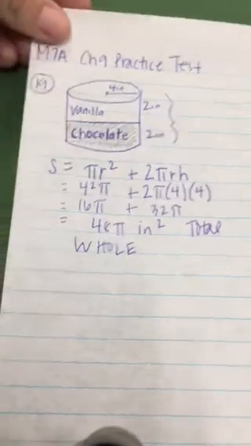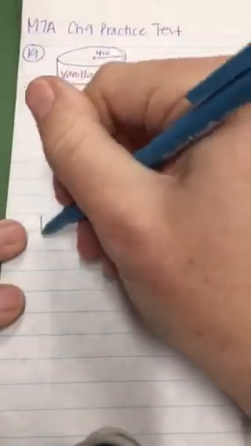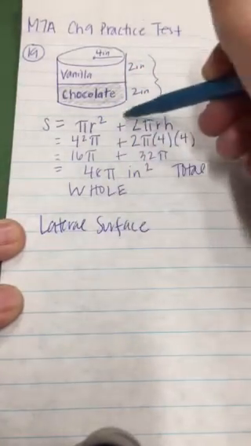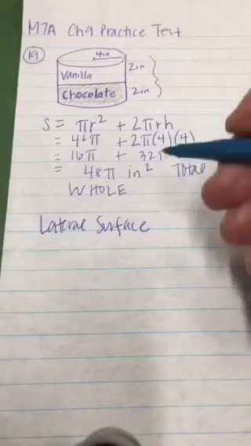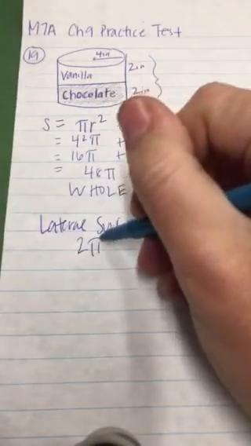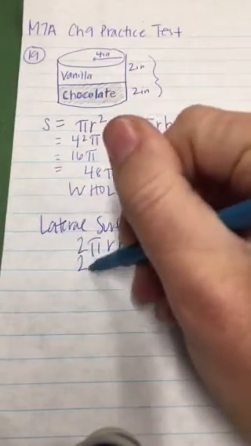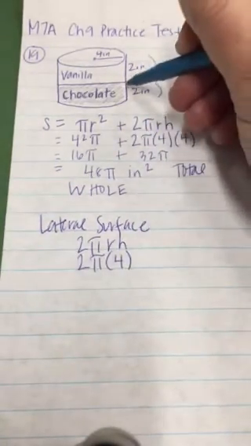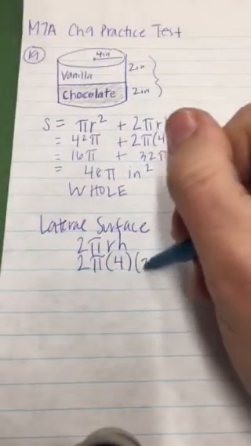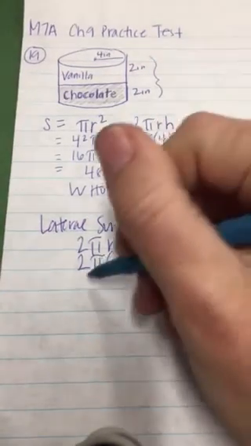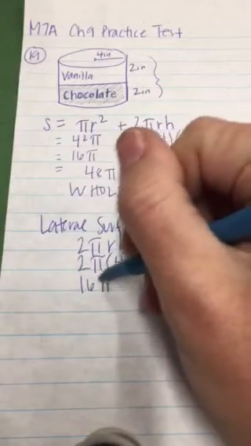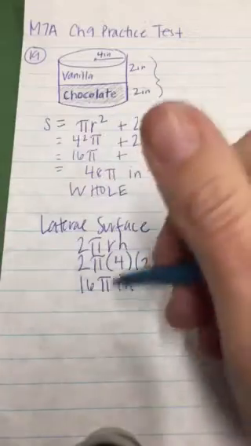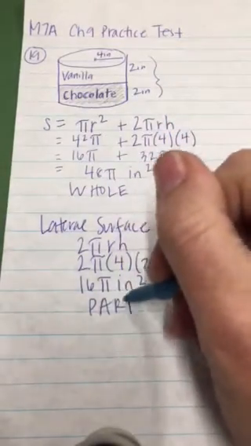So now I'm going to work on my lateral surface, which we already talked about is this part of your equation, 2 pi r h. So this is 2 times pi times my radius. And now my height, I'm only talking about the chocolate part. So my height is now only 2 inches. And if I simplify that, I get 16 pi inches squared. So this is the chocolate that we're talking about, and this is our part.